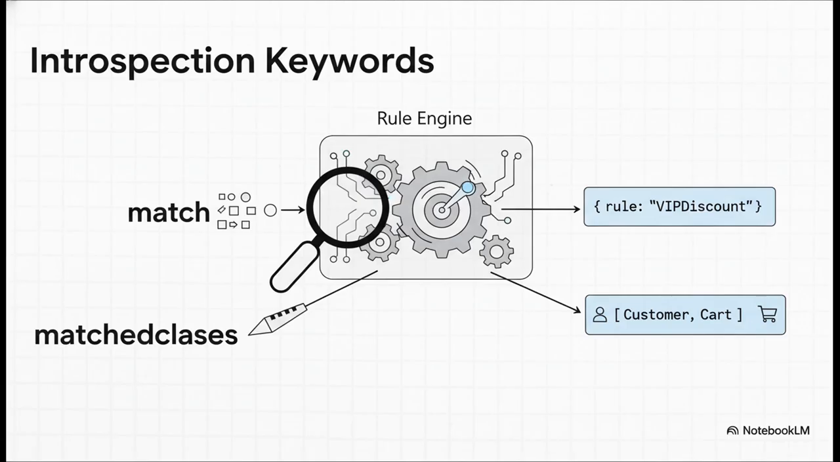All right, for the power users out there, these two keywords let you really peek under the hood. Match gives you an object that's full of details about the current rule that's firing. Matched classes goes even deeper, telling you exactly which types of facts triggered the rule in the first place. These are absolute lifesavers for deep debugging or building detailed audit trails.